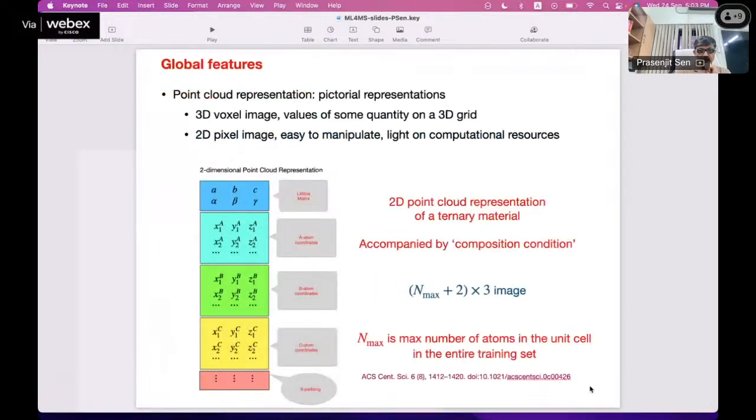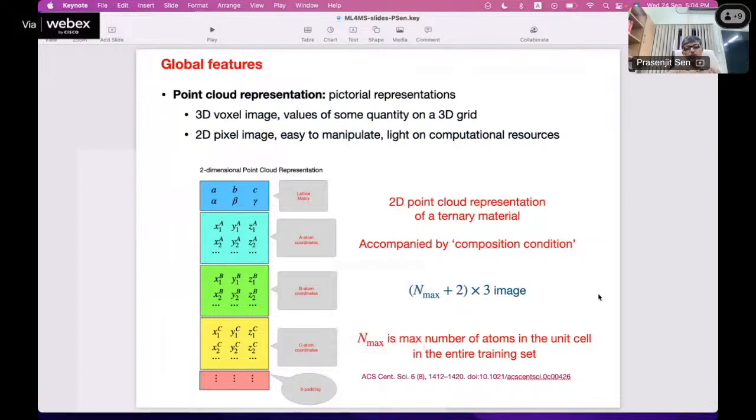I have discussed this. So this is what is called point cloud representation, or image based representation of materials. Both 3D images or voxelized images of materials have been used, and 2D images have been used. So you represent your material in a way which can be very well viewed as a 2D image. I will not discuss the 3D voxel image representations, but I will discuss three different types of 2D pixel image representations of materials.